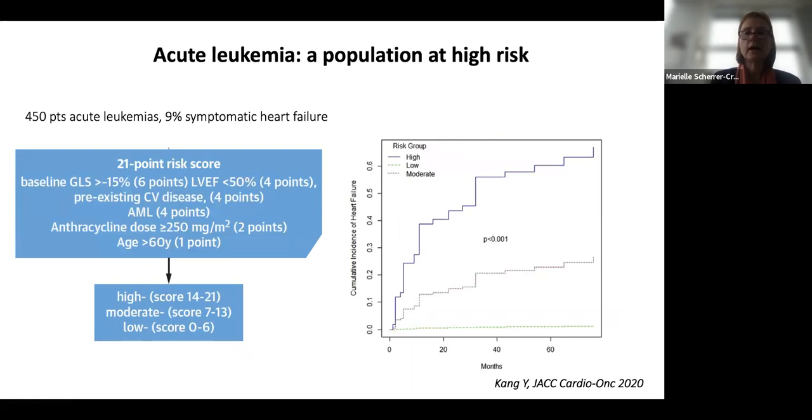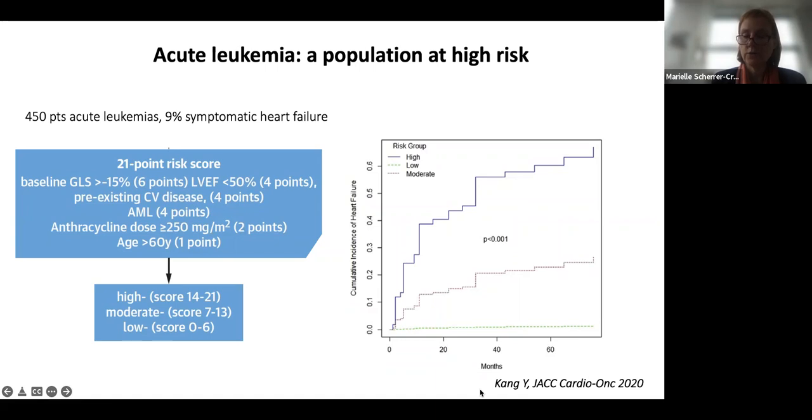More recently, we became very interested in the population of acute leukemia. And that's still a topic that we're working on, actually, because it's a population at very high risk. I mean, certainly at Mass General, it was, and it's been reproduced at UPenn, where I work now. And I know that Nosheen Akhtar at Northwestern has a similar experience, and some others too. We found that those patients have quite a high rate of symptomatic heart failure, 9%, which occurs quite early on, actually, within the first year.